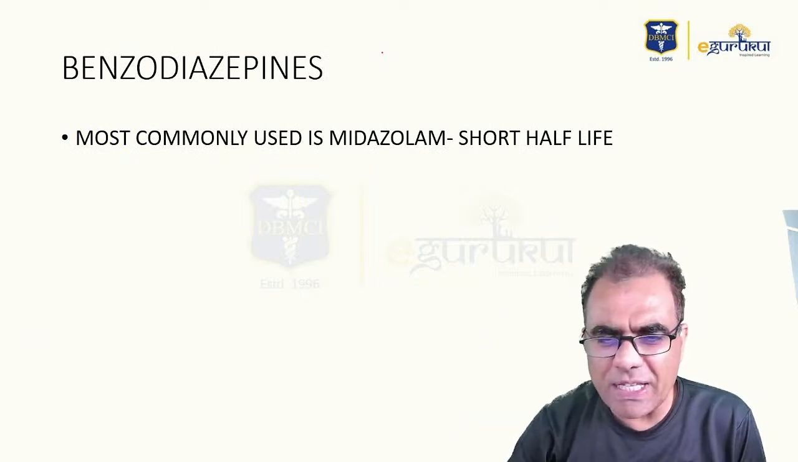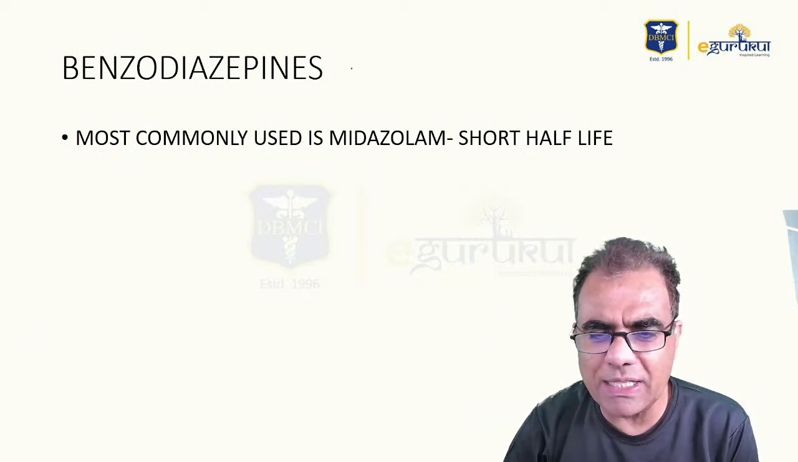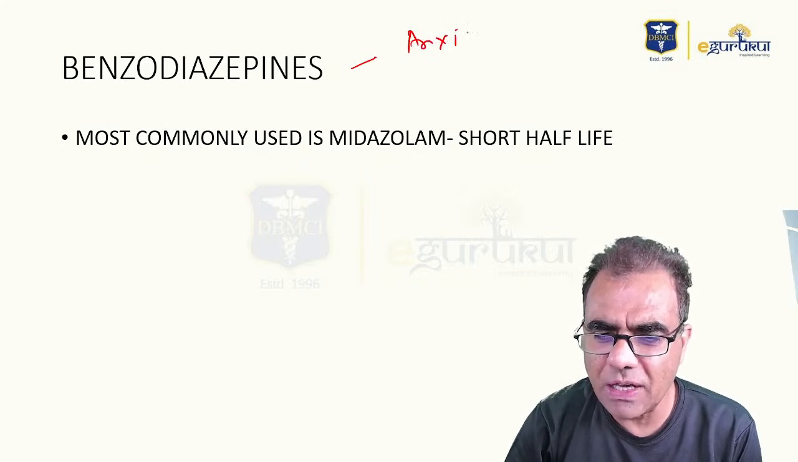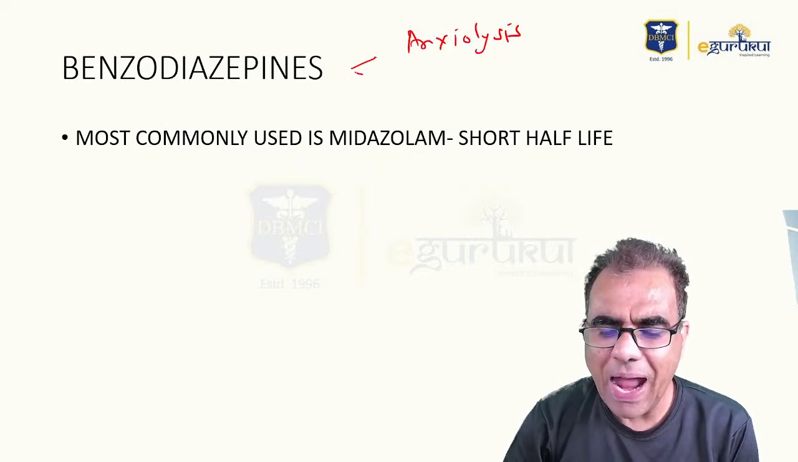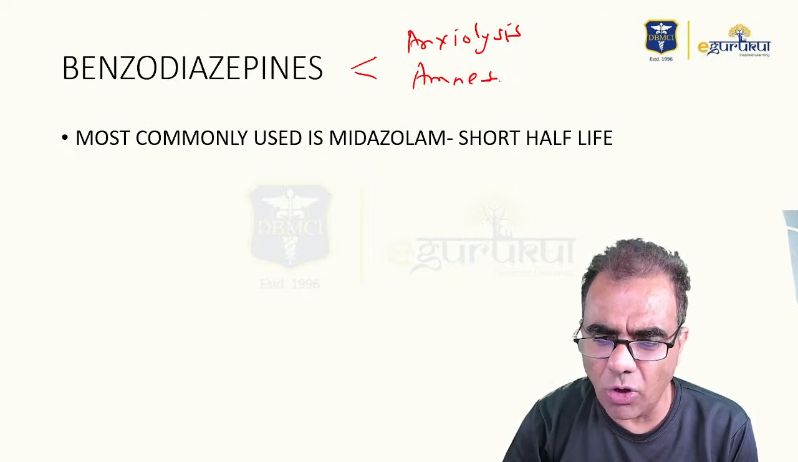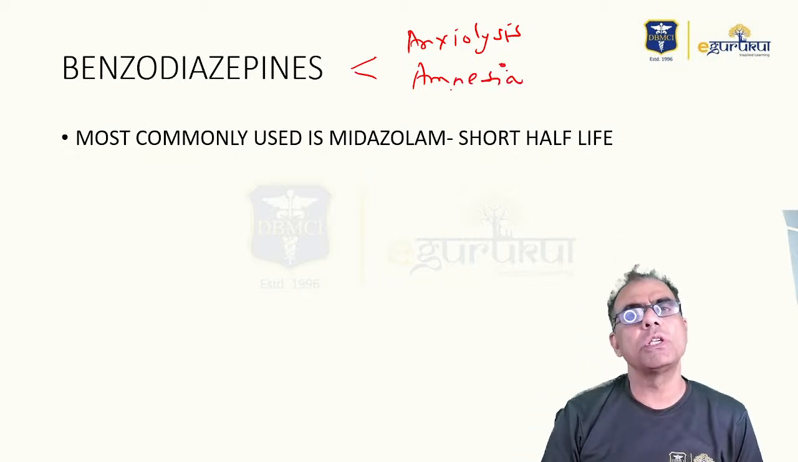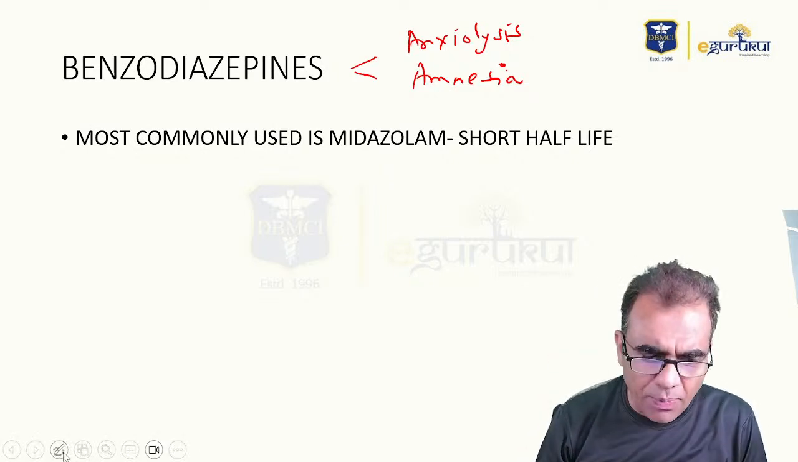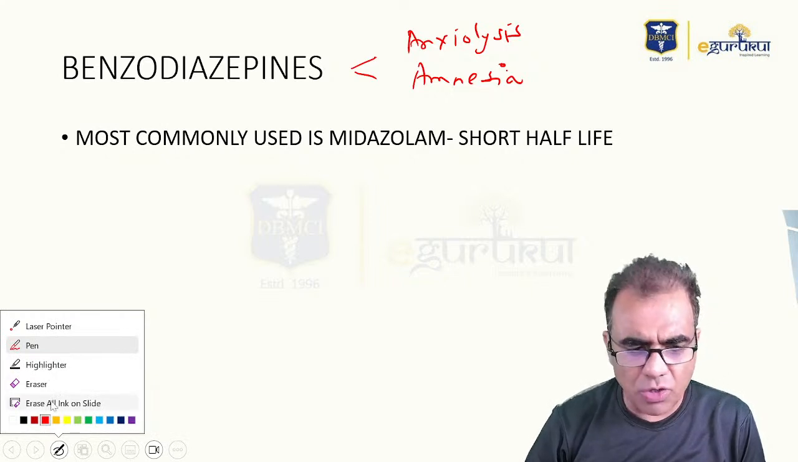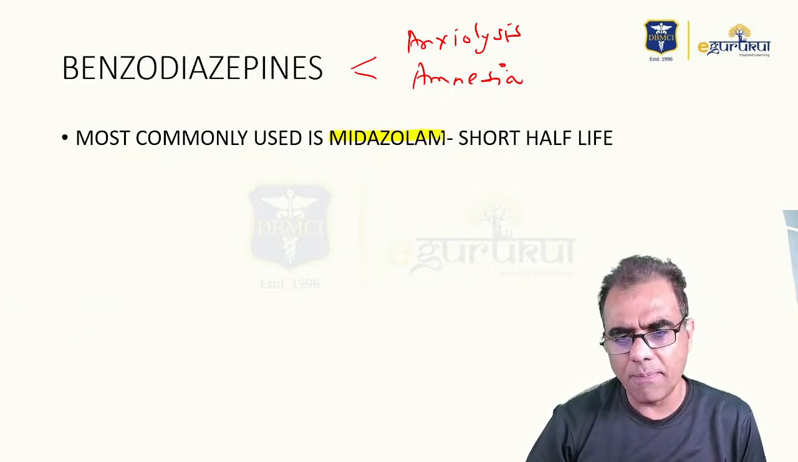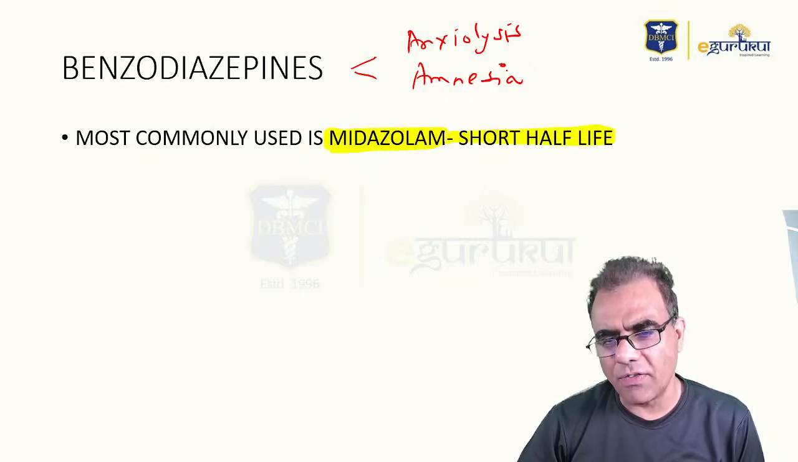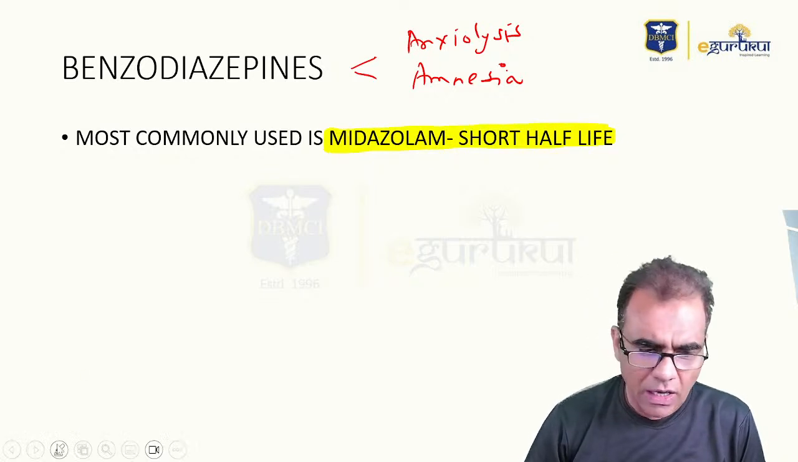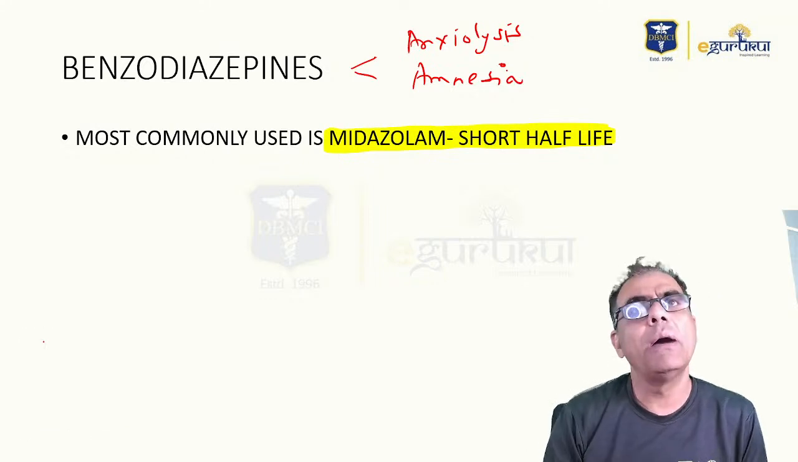Benzodiazepines. Benzodiazepines are used in anesthesia for two purposes: for anxiolysis, and secondly to produce amnesia, because you all know that benzodiazepines produce amnesia. And among the benzodiazepines in the intraoperative period, we are actually only and only using midazolam. The reason, again, is its shorter half-life. Because of the shorter half-life, the benzodiazepine that is used in the intraoperative period is only midazolam.